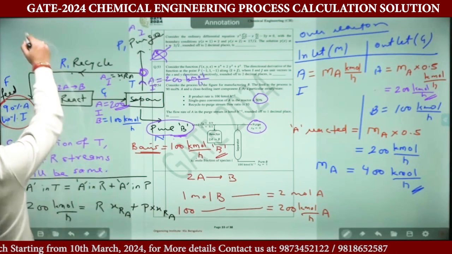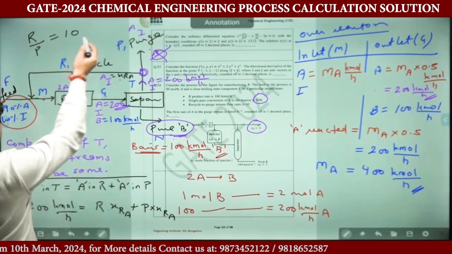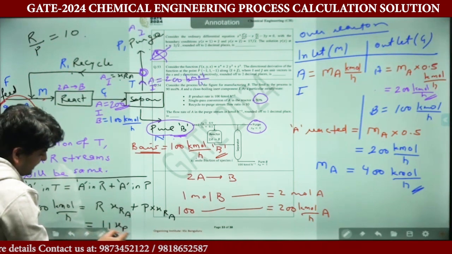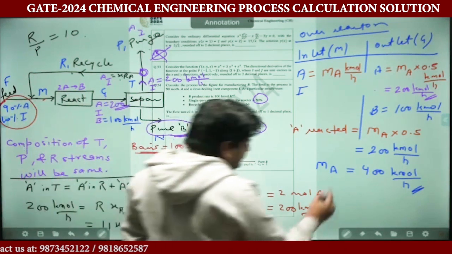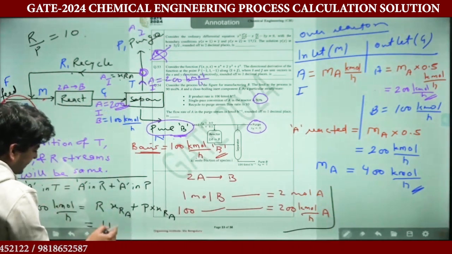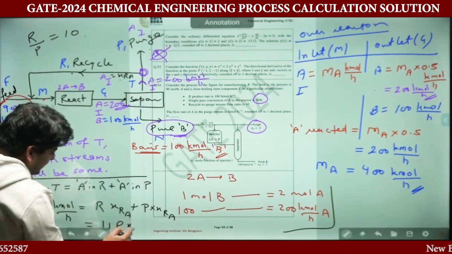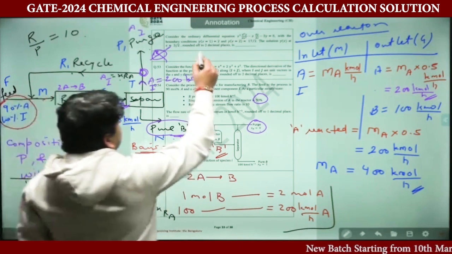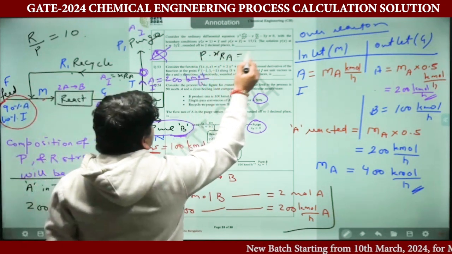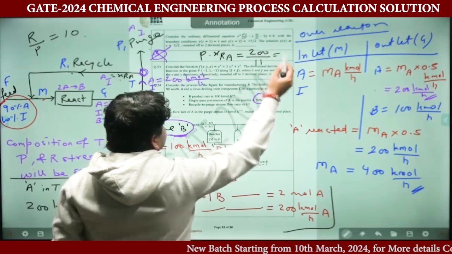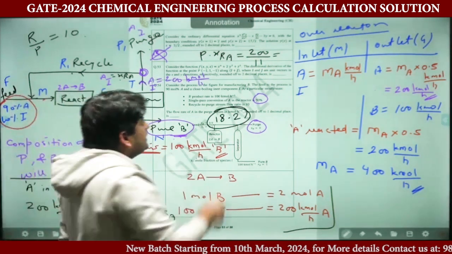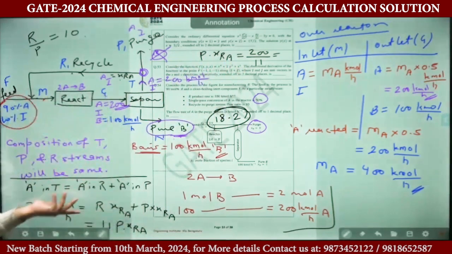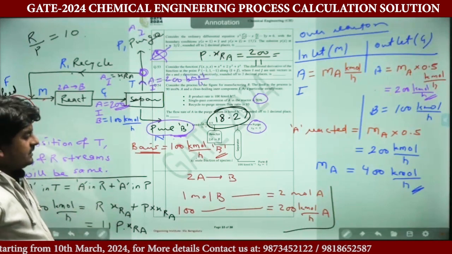Okay, and here it is given that the recycle to purge ratio is 10. That means R equals 10 times P, which you can put here, and you will get 11 times P into XRA. So from here, you can see P into XRA will be equal to 200 upon 11, that is 18.2 approx. P into XRA means the total amount of A in the purge stream. That is the answer. Simple. 2 marks question. Okay, so I hope it is clear.